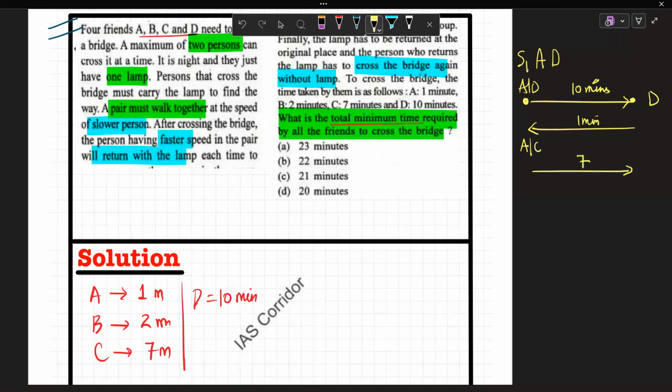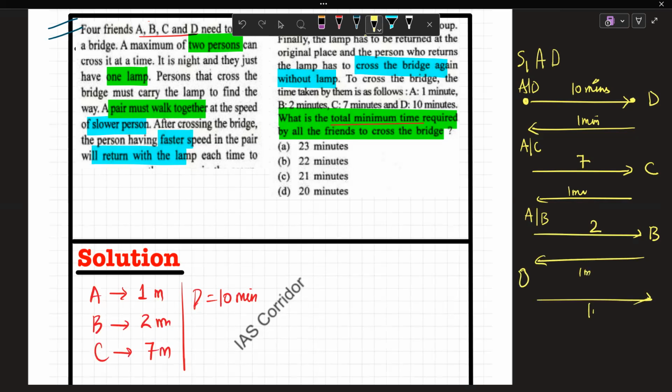The time taken now will be 7 minutes. Drop C here. Return 1 minute. Here A is now again with B. Will go for 2 minutes. Drop B. Return 1 minute. Drop the lamp here. Go again in 1 minute. This will be the total process where all friends cross the bridge. Clear? Now what is the total time? 10, 1, 11, 7, 18, 1, 19, 19 to 21, 21 to 23. So this is the minimum time that is required.